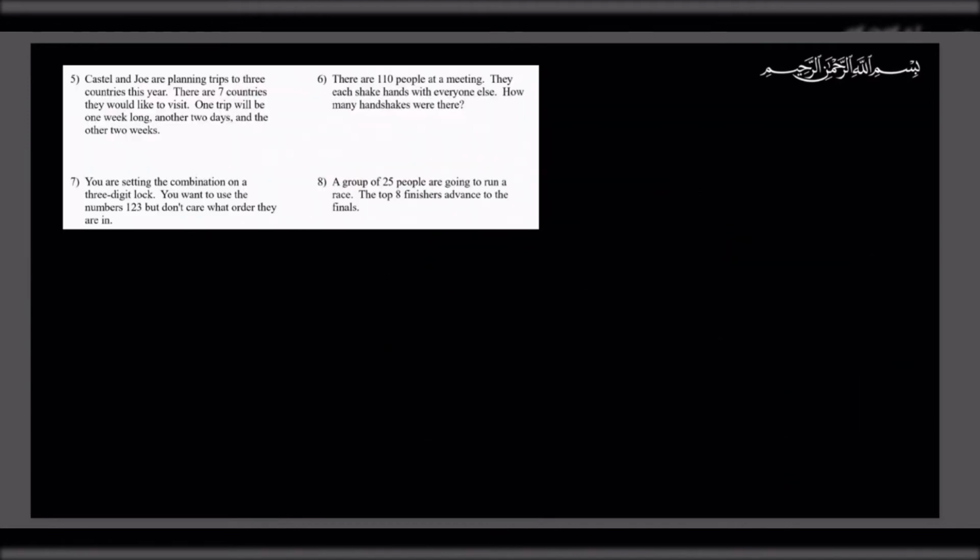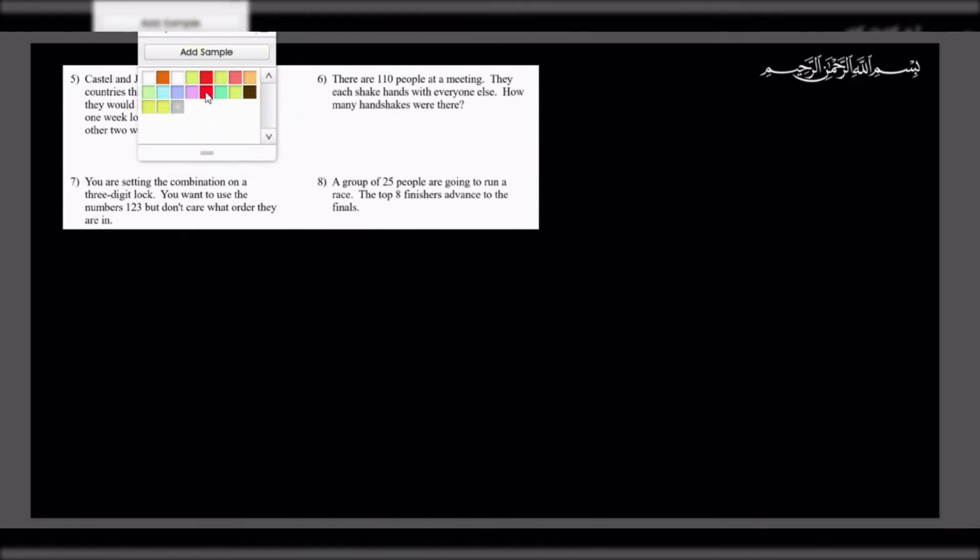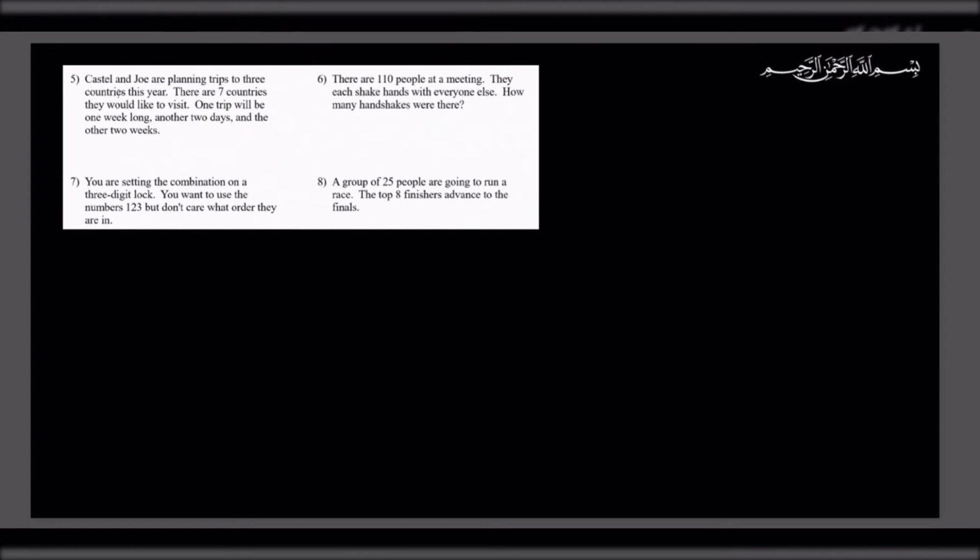Okay, now I'd just like to do some examples to make sure that you understand these concepts very well. So here's some questions that I found. Castell and Joe are planning trips to 3 countries this year. There are 7 countries in total that they would like to visit. One trip will be 1 week long, another 2 days long, and the other 2 weeks long. So they are planning 3 countries that they will go. There are 7 countries they would like to visit.